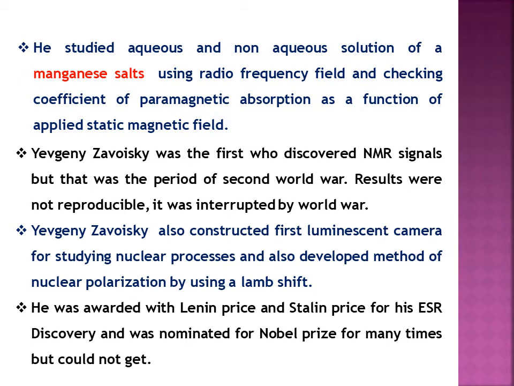Evgeny Zavoisky also constructed the first luminescent camera for studying nuclear processes and also developed a method of nuclear polarization by using a lamp shift. For his EPR discovery and construction of the camera, he was awarded the Lenin Prize and Stalin Prize, and Zavoisky was nominated 17 times for the Nobel Prize, 15 times for physics and 2 times for chemistry, from 1959 to 1976. But unfortunately, he could not get the Nobel Prize.